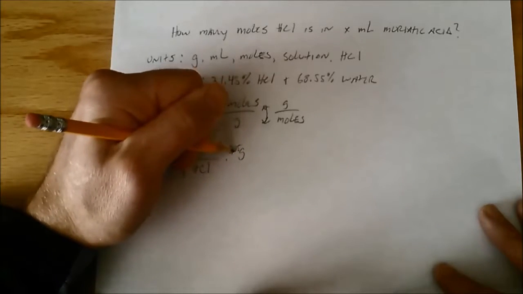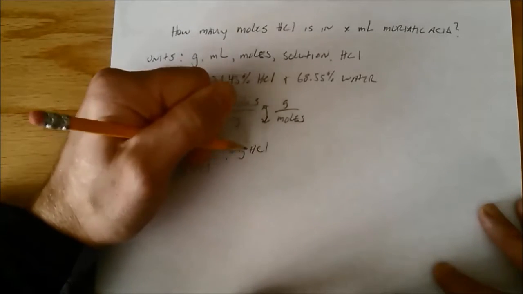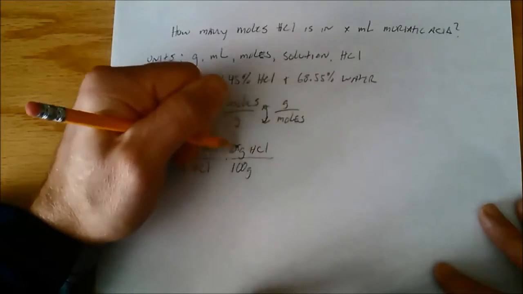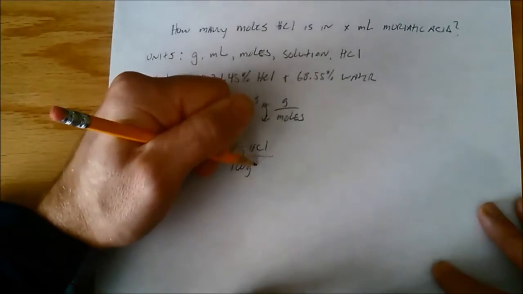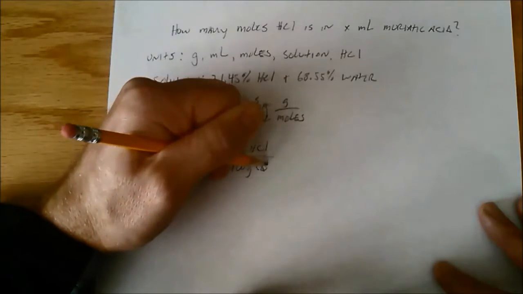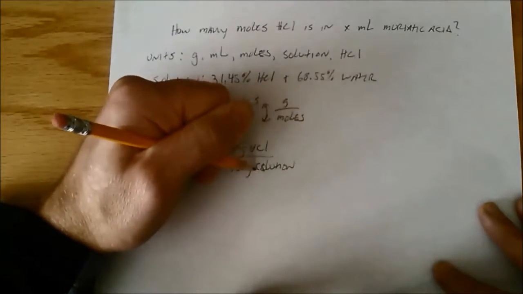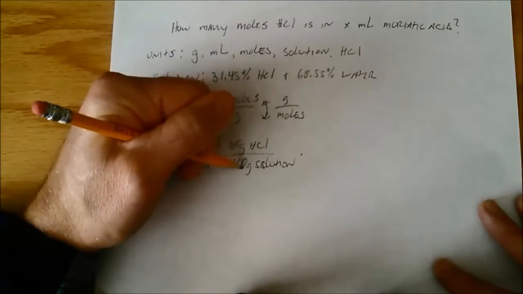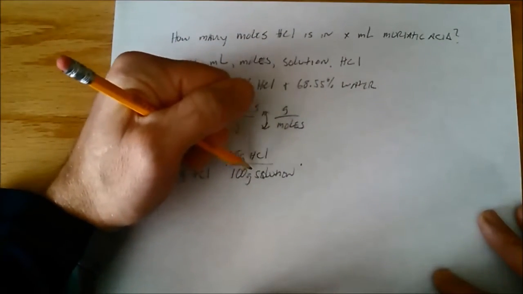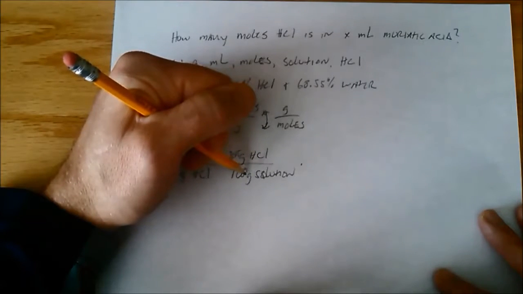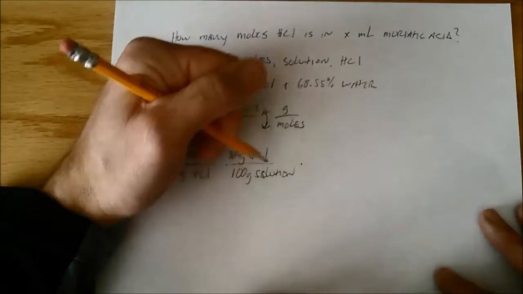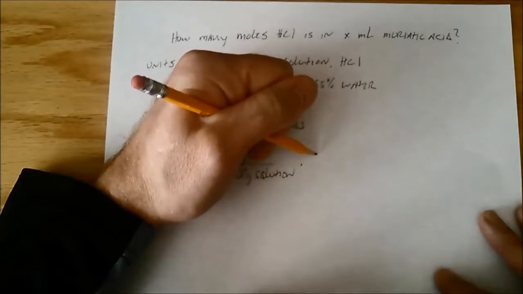31.45, I can just throw that number in there, grams HCl, and that would be a concentration, so that's over 100. That ratio gives me 31.45%, but that's of the entire solution, not just HCl. And now I'm talking about a solution. How do I isolate that? Grams, I used a certain volume of solution. There's a relationship called density, that's grams per milliliter, so let's utilize that one.